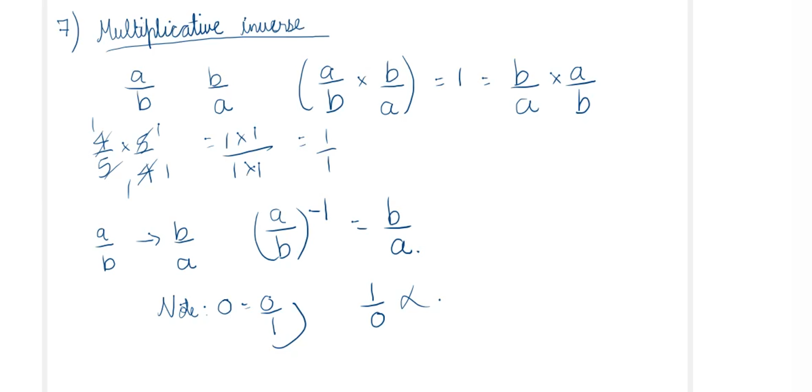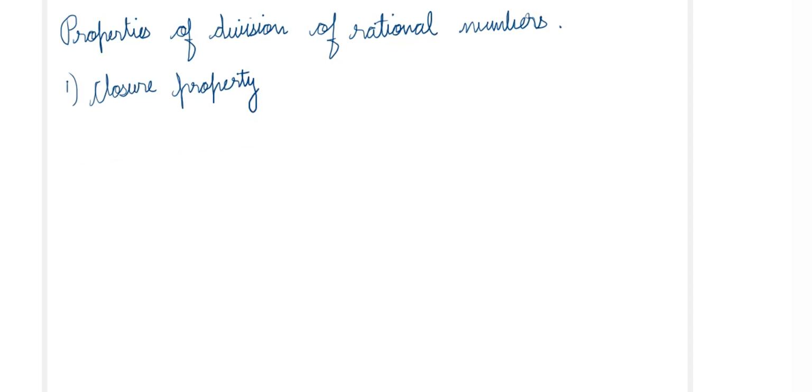So the next thing which we are going to discuss is the properties of division of rational numbers. So the first property which we are going to discuss under properties of division of rational numbers is the closure property. So a closure property states that if a by b and c by d are two rational numbers such that c by d is not equal to 0, then a by b divided by c by d is always a rational number.